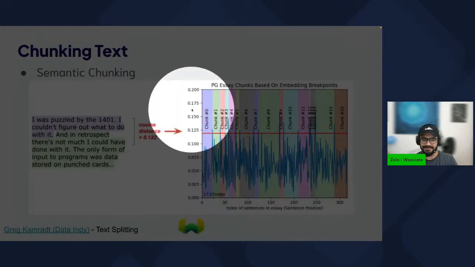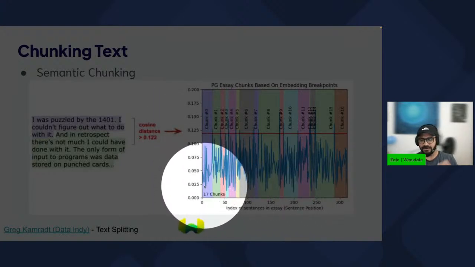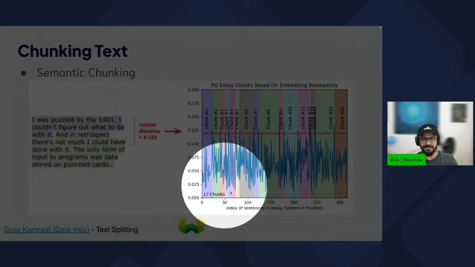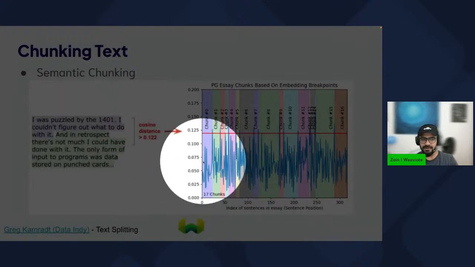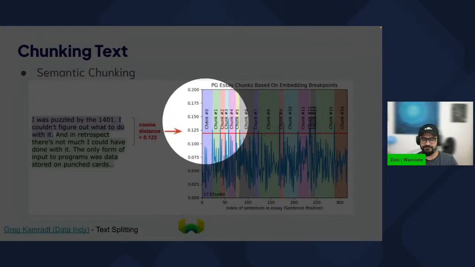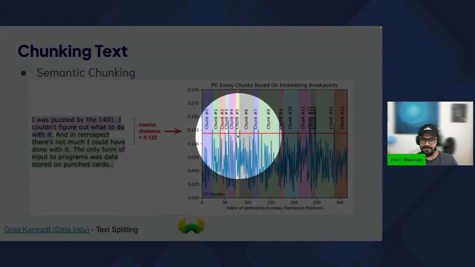And on the y-axis, you have your cosine distance between consecutive sentences. Right? So sentence 1 and sentence 2. And so you're going to plot this out here. Notice that the transition from chunk 0 to 1, 1 to 2, 3, always happens when you have this big peak. You have this big peak here, so on and so forth.